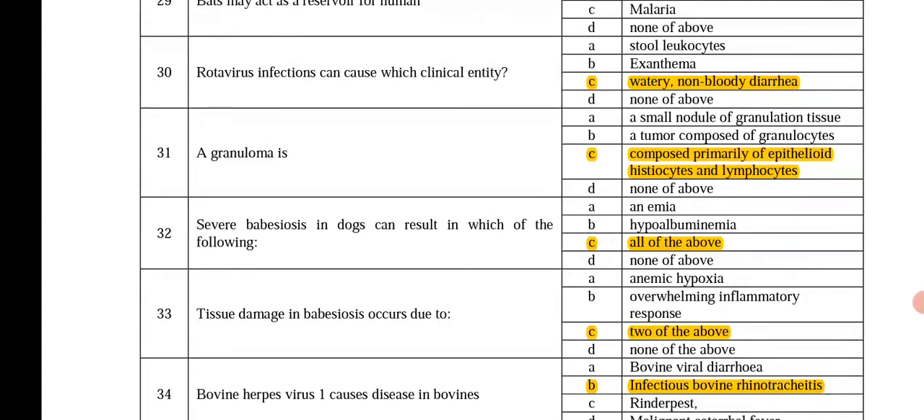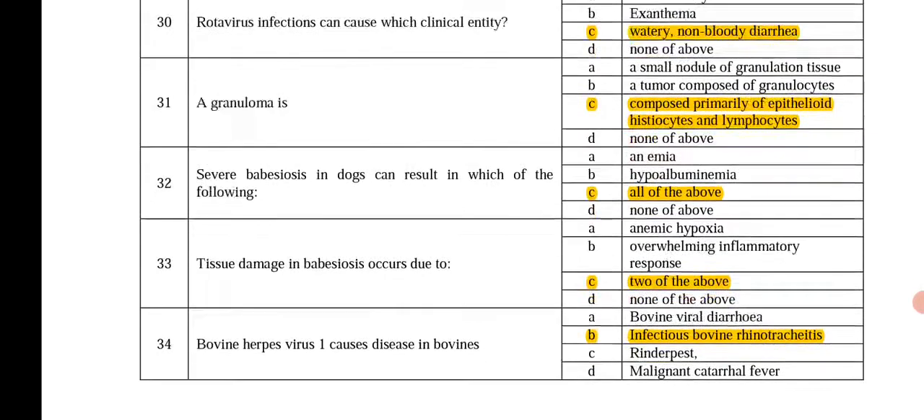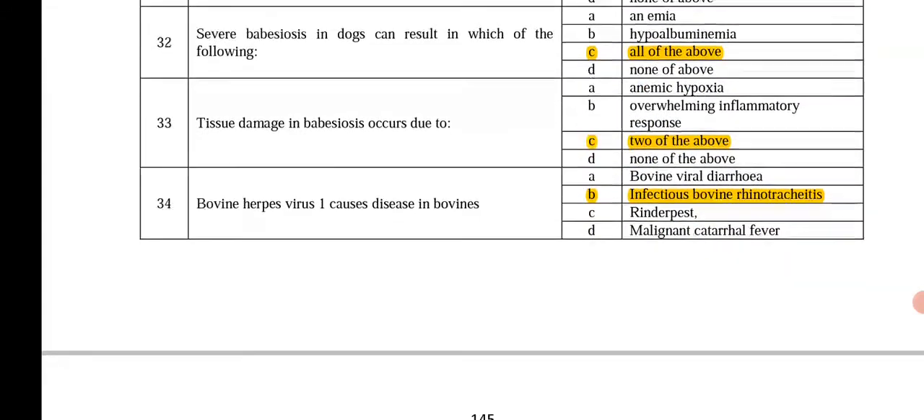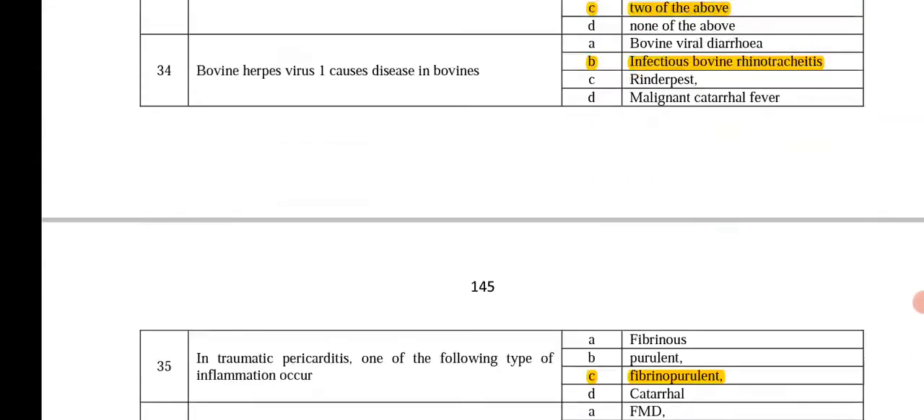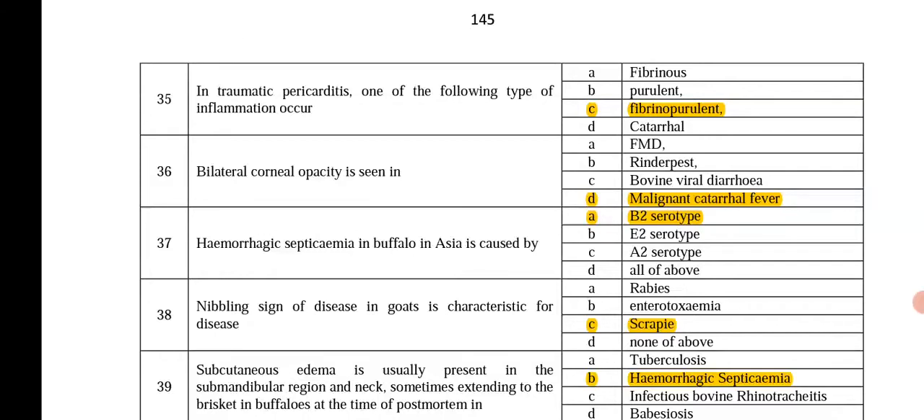Severe babesiosis in dogs can result in which of the following? All of the above: anemia, hypoalbuminemia. Tissue damage in babesiosis occurs due to two of the above: anemic hypoxia and overwhelming inflammatory response. Bovine herpesvirus 1 causes disease in bovines called infectious bovine rhinotracheitis. In traumatic pericarditis, the following type of inflammation occurs: fibropurulent.